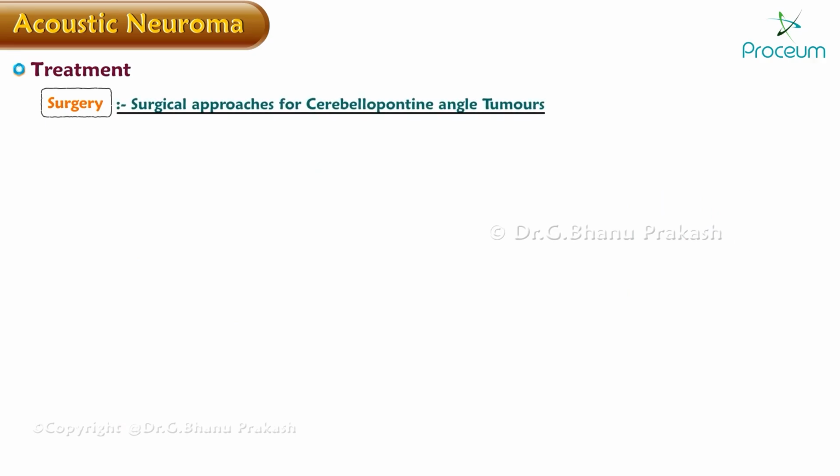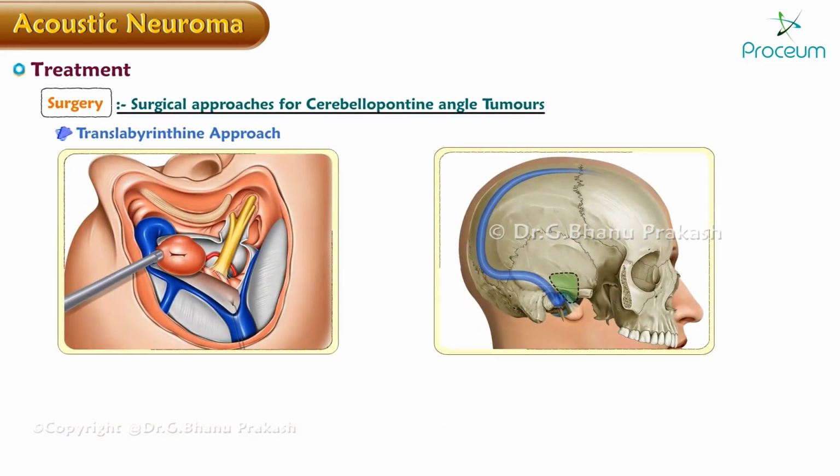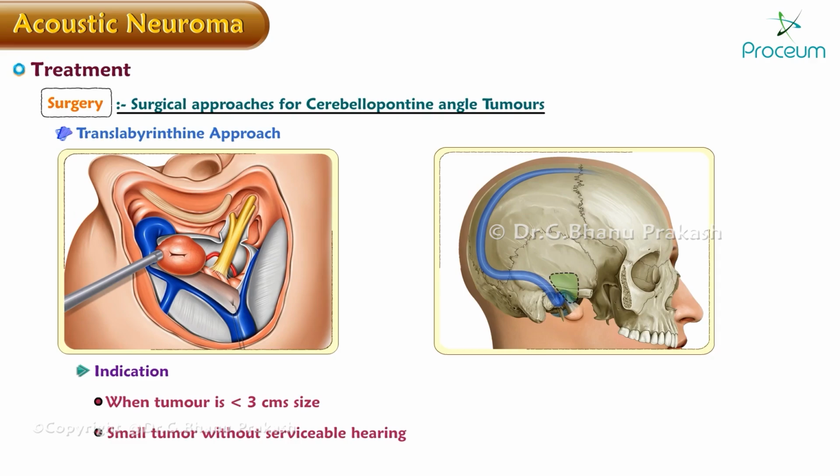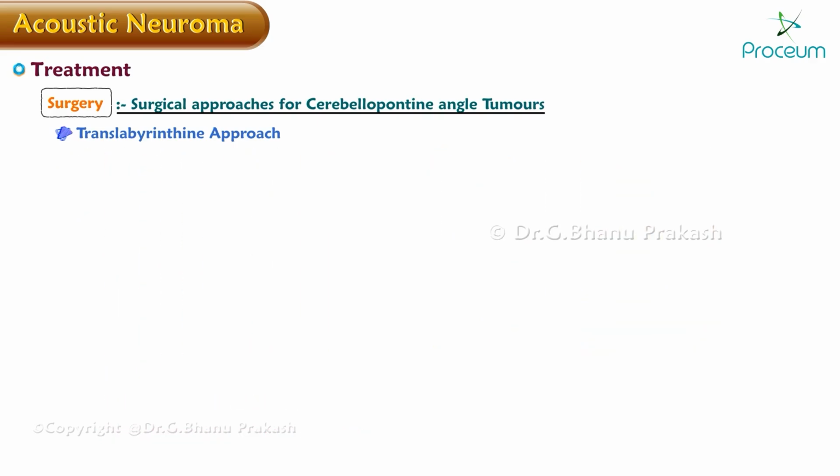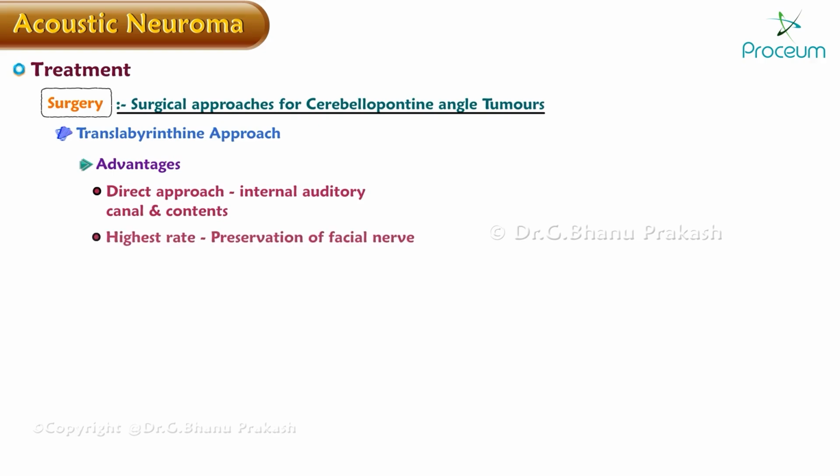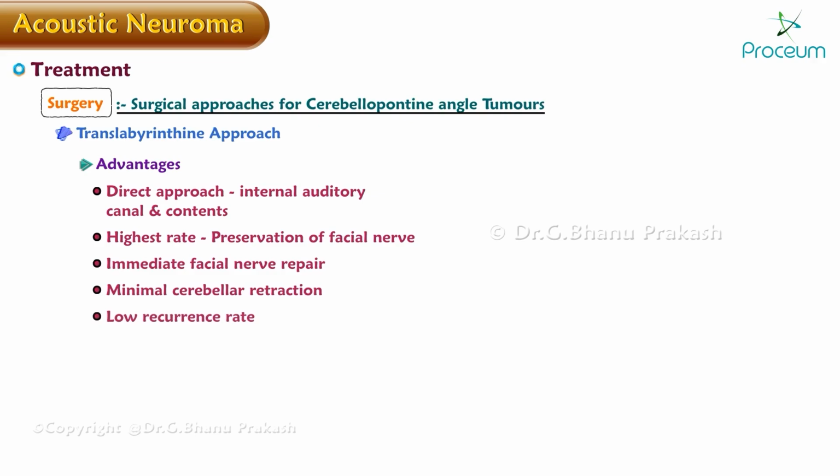Surgical approaches for cerebellopontine angle tumors. Translabyrinthine approach. Indication: when the tumor is less than 3 centimeters size. Small tumor without serviceable hearing. Advantages: direct approach to the entire internal auditory canal and its contents. Highest rate of preservation of facial nerve. Immediate facial nerve repair possible. Minimal cerebellar retraction. Low recurrence rate.